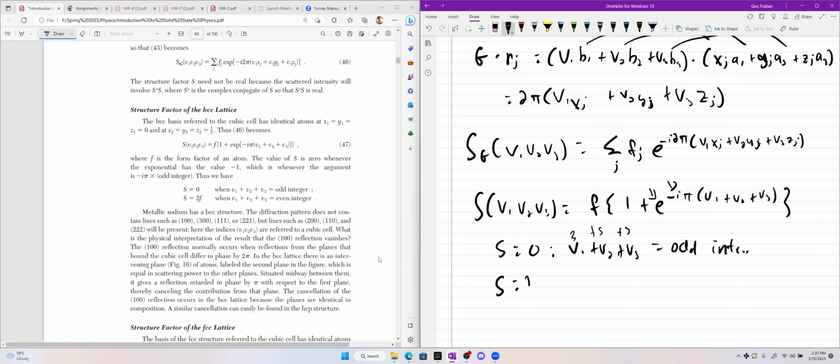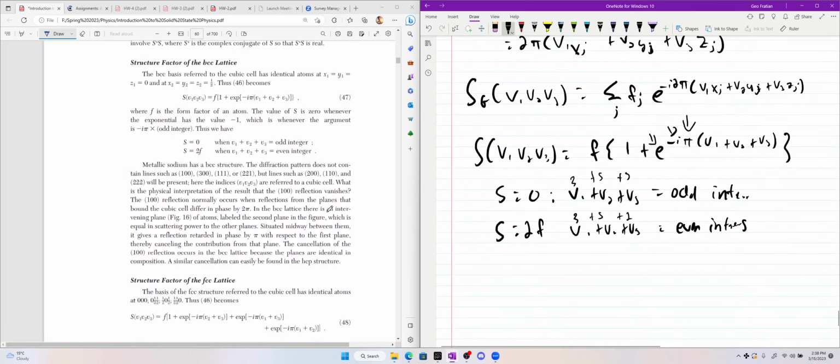However, S equals 2f whenever v1 plus v2 plus v3 is an even integer, because remember v1, v2, and v3 are all integers regardless. So if I have something like 3 plus 5 plus 2, that's an even integer because I get a 2 pi there. The exponential goes to positive 1, so I get 1 plus 1, which is 2. Okay.